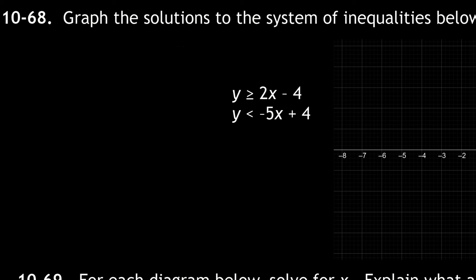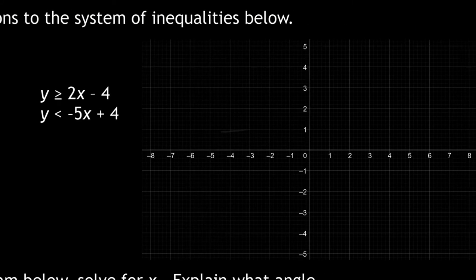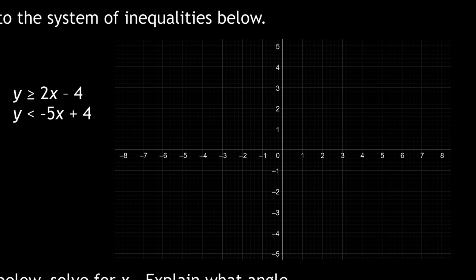Graph the solutions to the system of inequalities below. So we're given two, in this case, linear inequalities. In the first case, y is greater than or equal to 2x minus 4. So at the negative 4 there is our y-intercept, so put a dot here at negative 4.